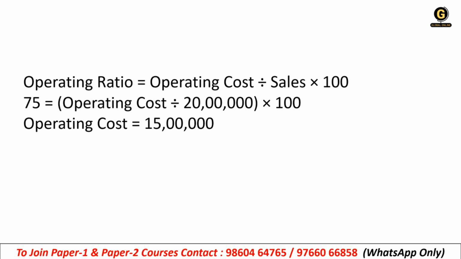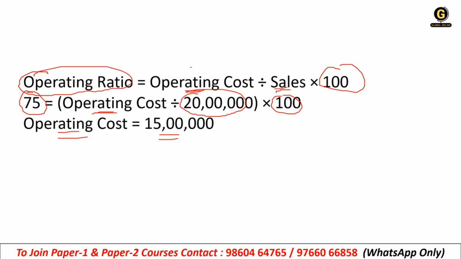So first we need to know the formula for calculating the operating ratio, right? In which the operating cost is there. See, operating ratio is equal to operating cost divided by sales into 100. Okay, we have the operating ratio, we have sales. We don't have the operating cost, that we need to calculate. If we do, we'll have the operating cost of rupees 15 lakh. Clear? Operating cost is not given. When we cross calculate it, we'll have the right answer. So please remember this formula: operating ratio is operating cost divided by sales into 100.